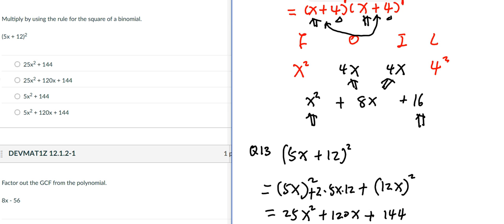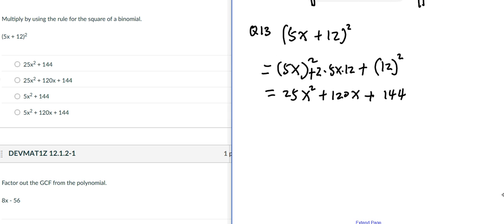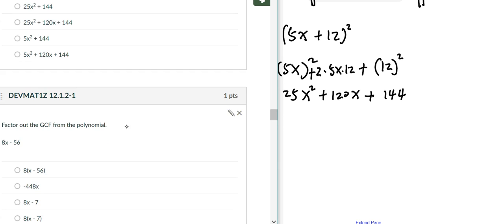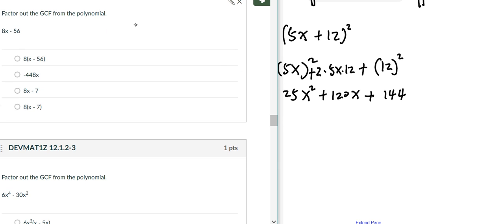Here there is no x. Why did I put x there? No x. So that's it. Okay. So which one? 25x squared plus 120x plus 144. That's it. So that was 13. Now look at 14.